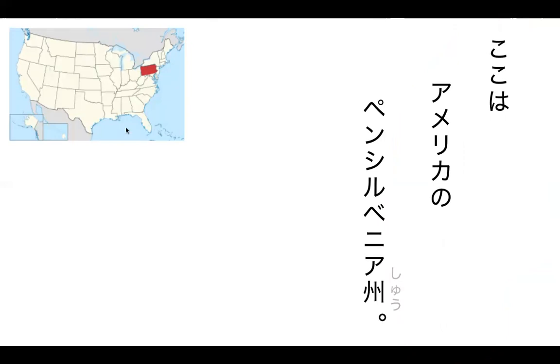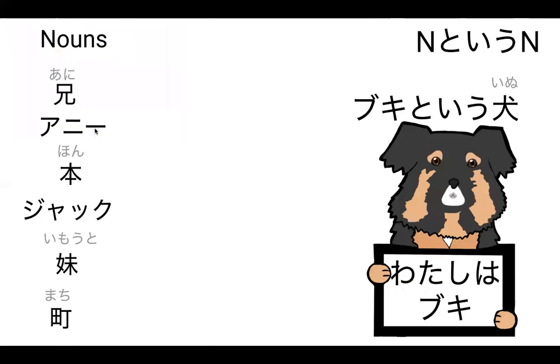Koko wa Amerika no Pennsylvania shu. Oh, I read the katakana. Shu. Yeah. So this is America, or rather, this is Pennsylvania in America. Yes. And shu is state, I think. Yep, it is state. Perfect.